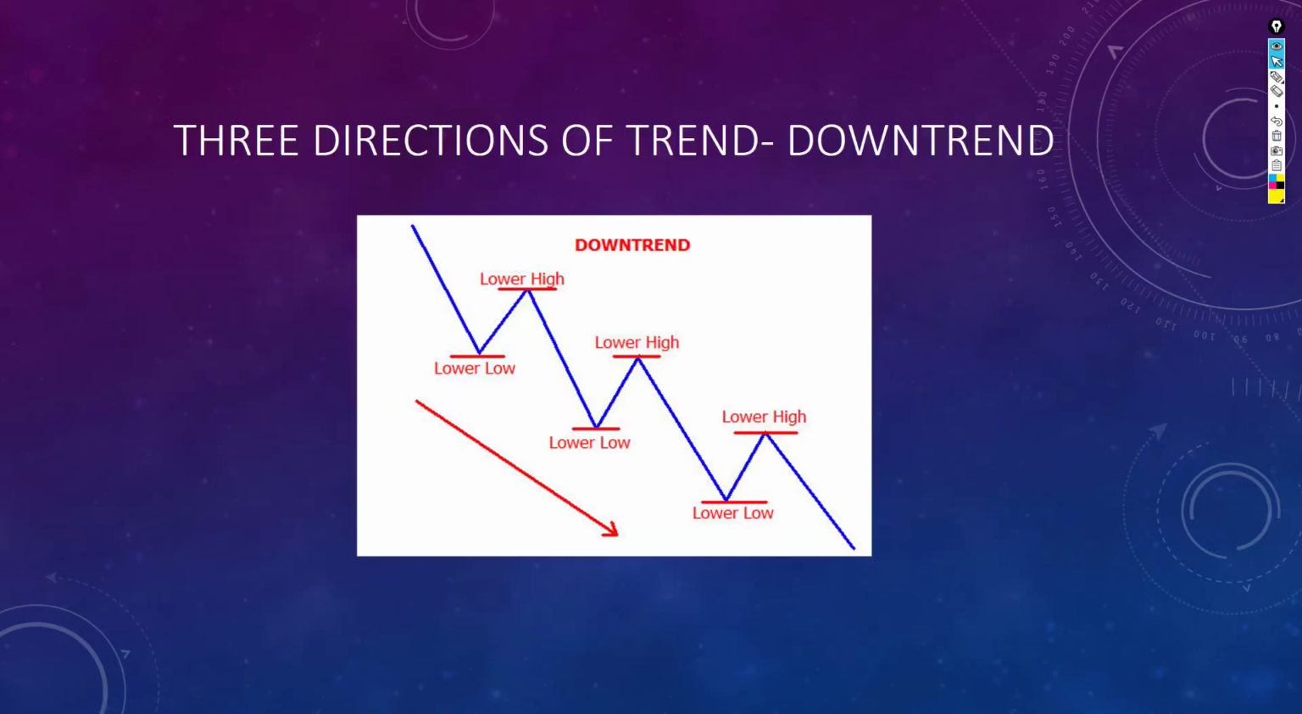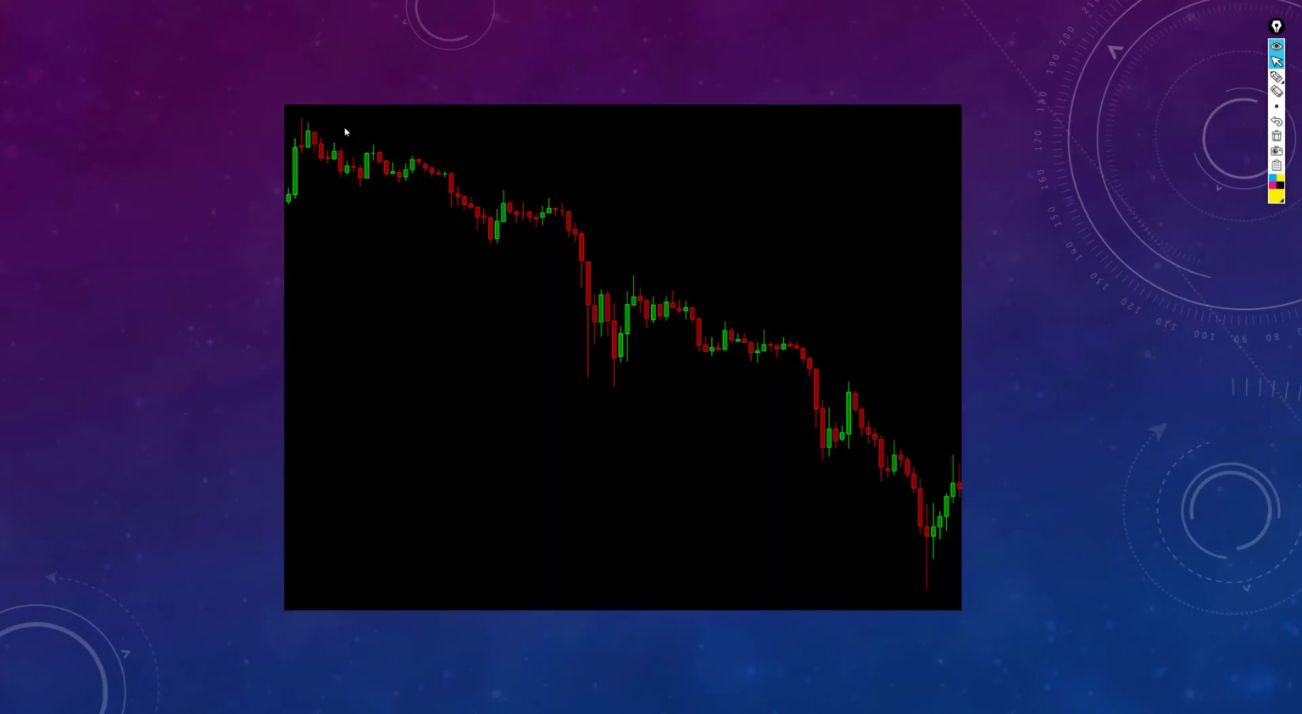Okay, so next we're going to have downtrends. As you can see, lower highs, lower lows, market moves down. And if we look at an actual price chart, we can see the same thing. We can see that the highs are moving lower and the lows are also moving lower. So this is a clear indication of a downtrend.